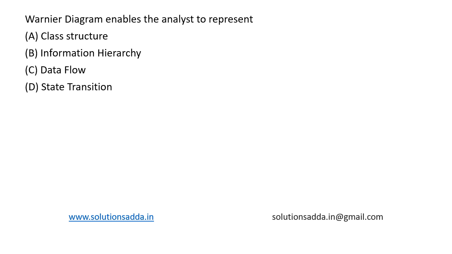So, a Warnier diagram is a kind of hierarchical flowchart that allows the description of the organization of data and procedures. It enables the analyst to represent information hierarchy in a compact manner.